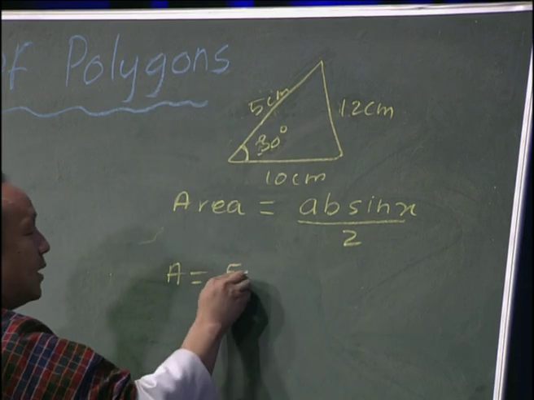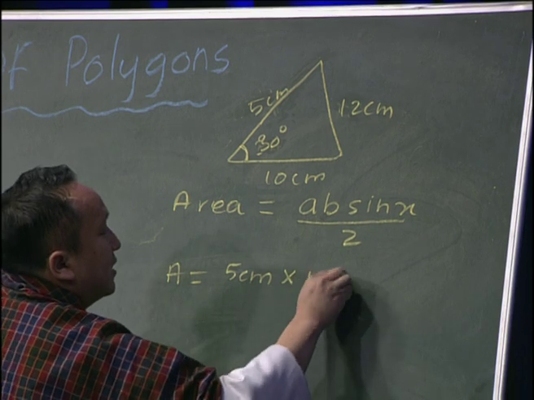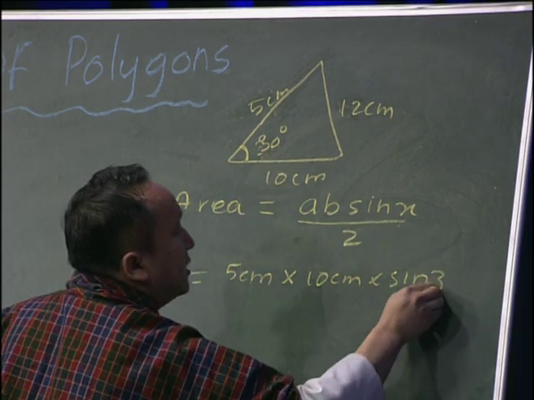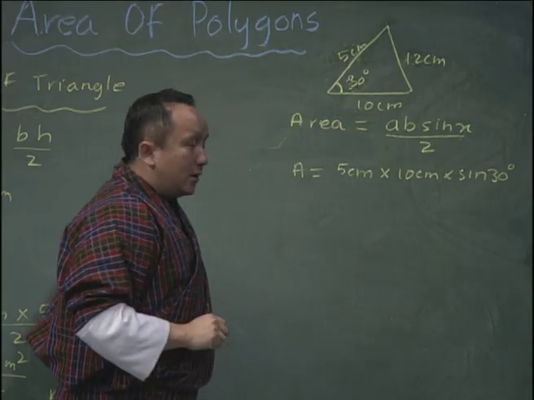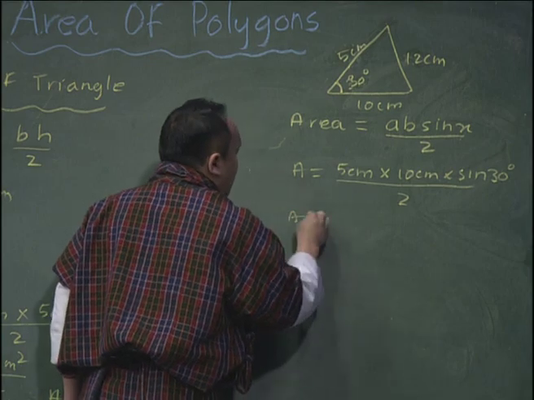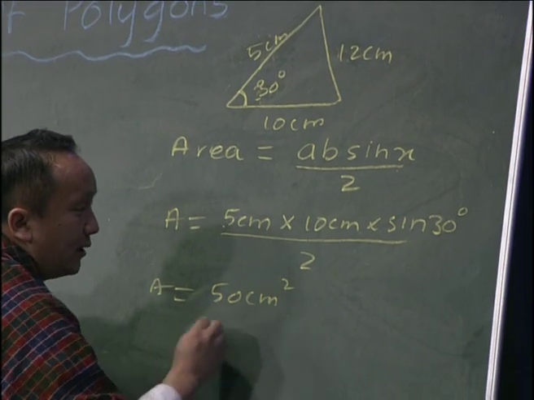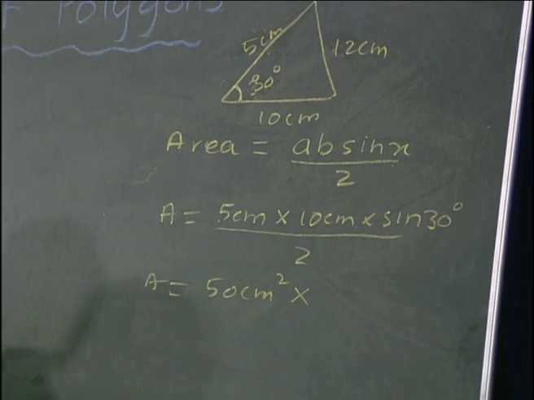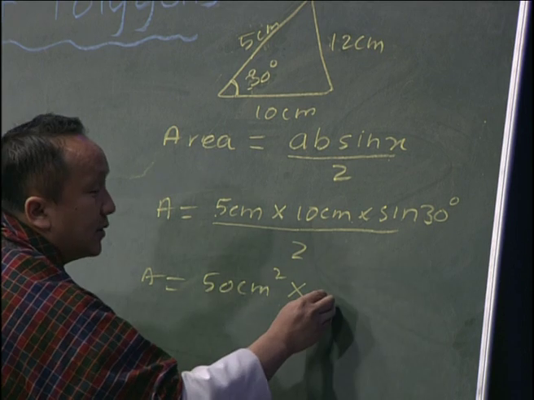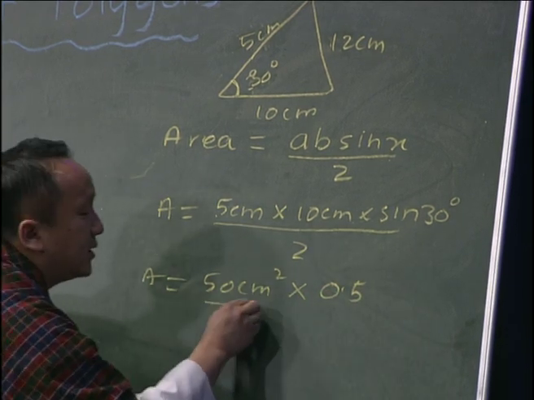So we have 5 centimeters times, what is B? It is 10 centimeters times sine, what is the value of x? It's 30 degrees. So we know that, divide by 2. So area is equal to 5 times 10, which gives us 50 centimeters square, times sine 30. Using your calculator, sine 30 gives us approximately 0.5, and you divide this by 2.